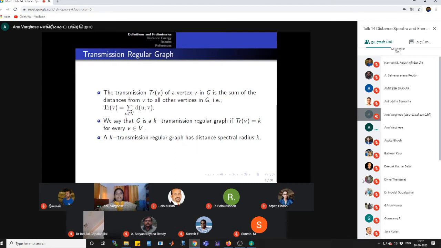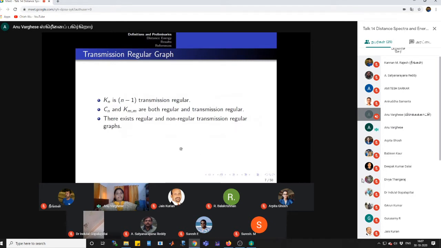Like that, if a graph is k transmission regular, the sum of the entries of each row will be a constant, and that constant will be the distance spectral radius. If we consider a k transmission regular graph, that spectral radius will be k. Kn is an example of a transmission regular graph. In the case of Kn, the value of k is n minus 1, since all the entries are 1 except the diagonal entries, so the row sum will be n minus 1.